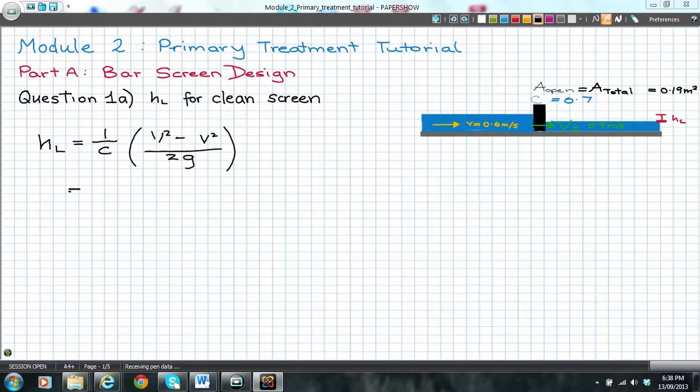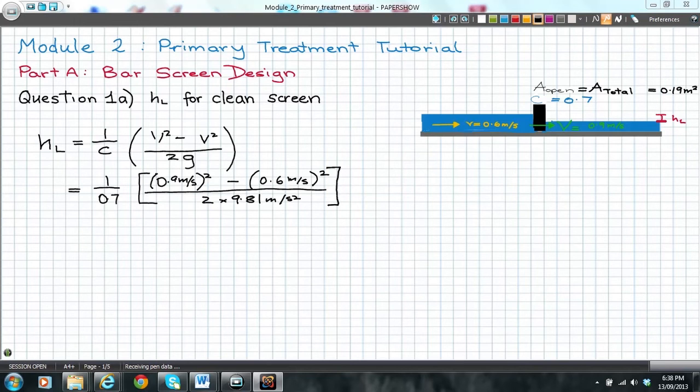Now if we plug in the values for the parameters that we have, it is 1 divided by 0.7, times the pass-through velocity for a clean screen, 0.9 meters per second, squared, minus the inflow velocity, 0.6 meters per second, all squared, divided by 2 times 9.81 meters per second squared, which is equal to 0.033 meters. So the head loss over this clean screen is roughly 3 centimeters.